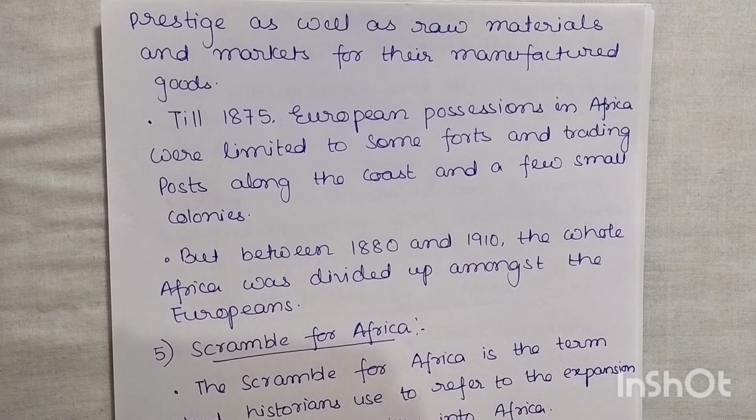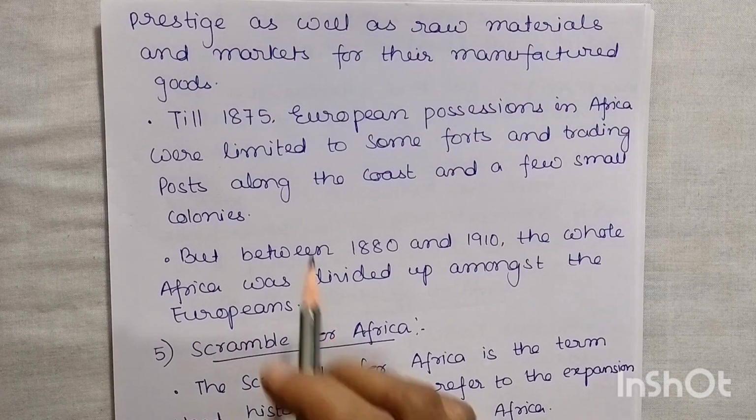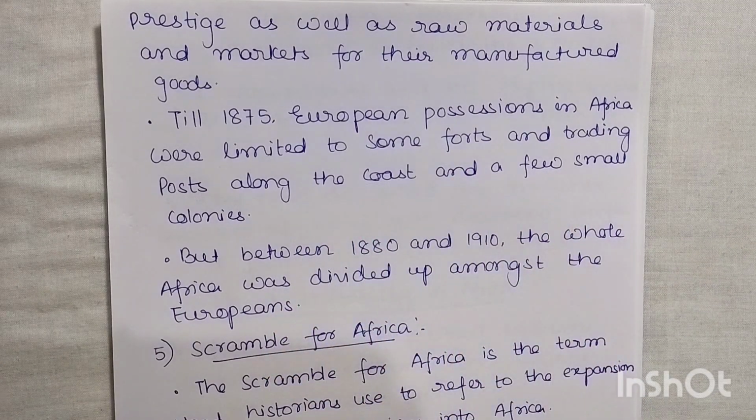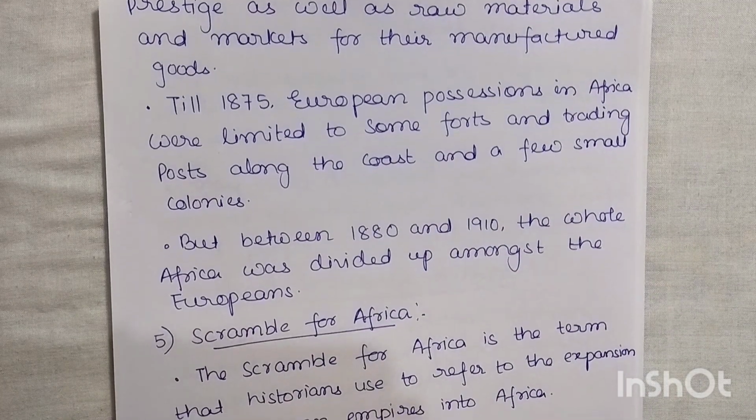Till 1875, European possessions in Africa were limited to some forts and trading posts along the coast and a few small colonies. Trading outposts are places along the coast where people exchange their goods. So till 1875, Europeans had very small control over Africa.